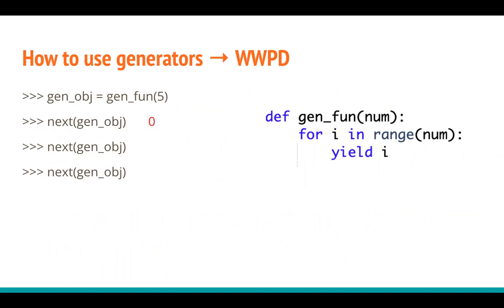And then if we call it again, what'll happen? And then 2. And then eventually it'll just keep going until we hit the end of the for loop. At that point, we hit the end of the function. And then if we call next again, we'll get a StopIteration error.